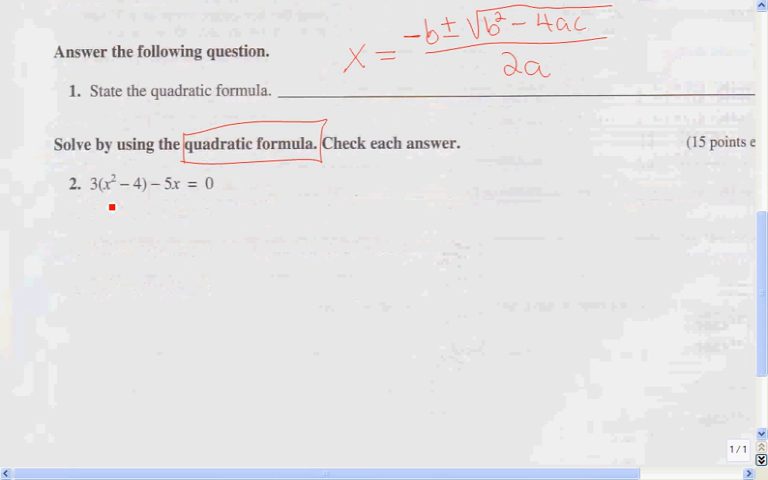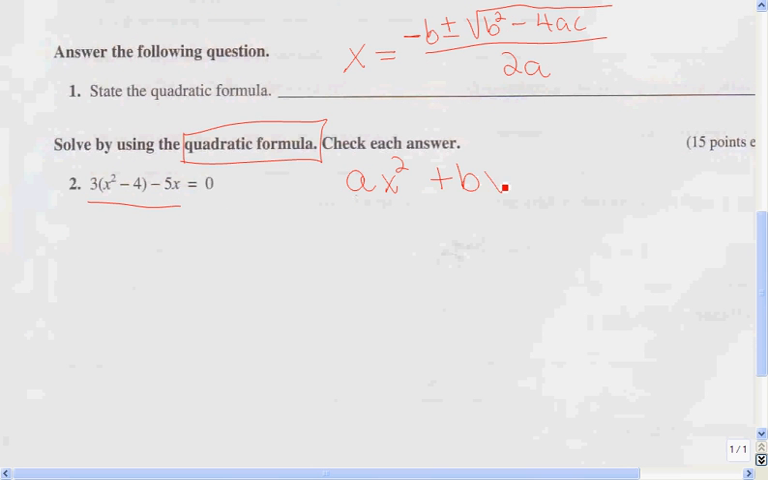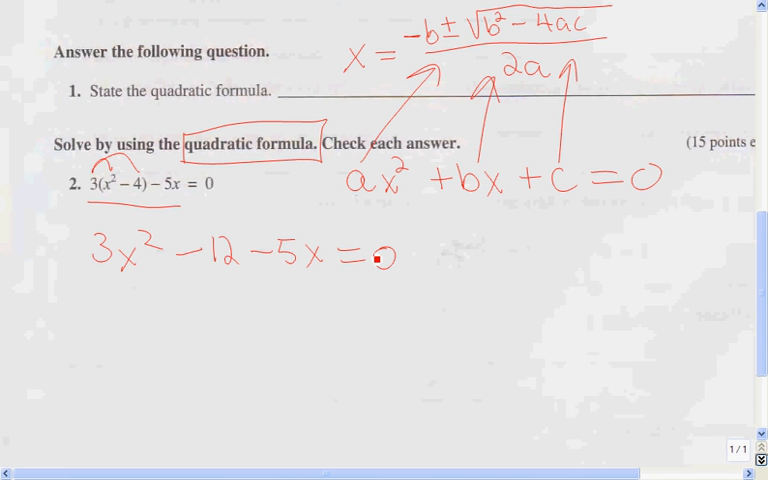All right, so here they're asking us to use the quadratic formula to solve this equation. To be able to use the quadratic formula, you got to get this equation in this form: ax squared plus bx plus c equals 0, right? And whatever c is, you plug it into the formula. Whatever b is, you plug into the formula. Whatever a is, you plug into the formula. So let's multiply. 3 times x is 3x squared. That's going to be a. 3 times 4 is negative 12 minus 5x equals 0.